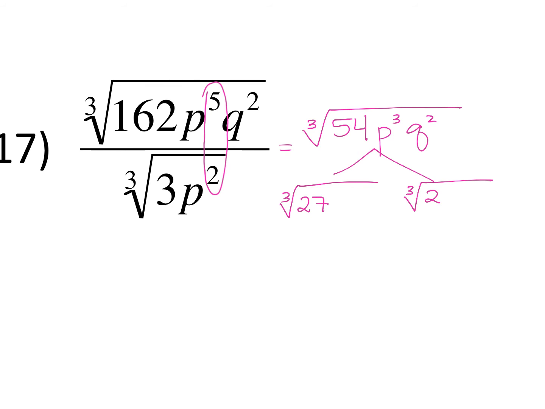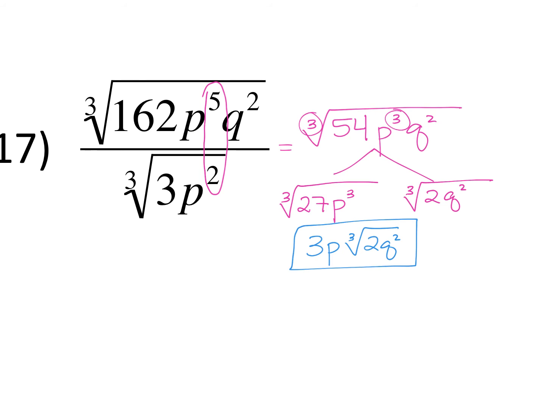P to what power is going to go on the perfect side? The 3rd, right? We want to be able to divide these, and we can. So P to the 3rd. Where does your Q squared go? The right side. Can't take the cube root of Q squared, right? 2 divided by 3, we don't want a fraction, so can't do it. The cube root of 27 is 3. The cube root of P to the 3rd, P. And then we have the cube root of 2Q squared, and we're done.